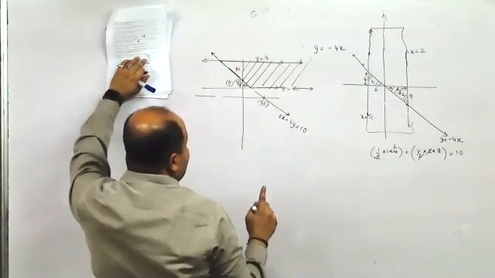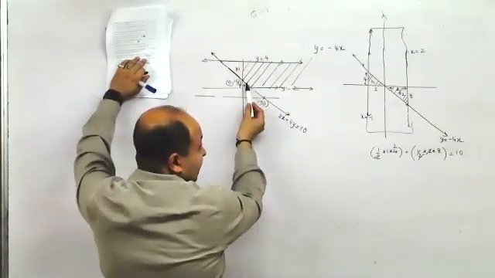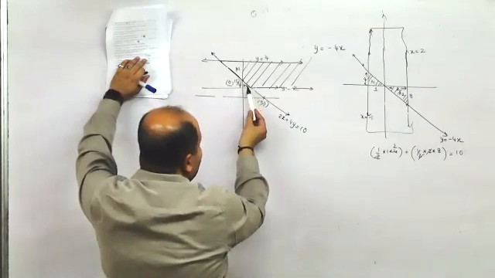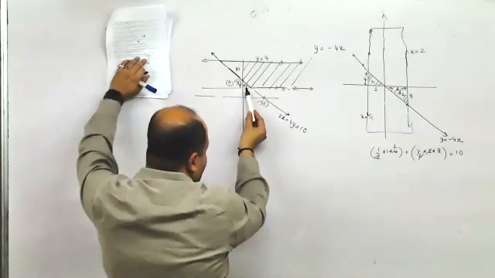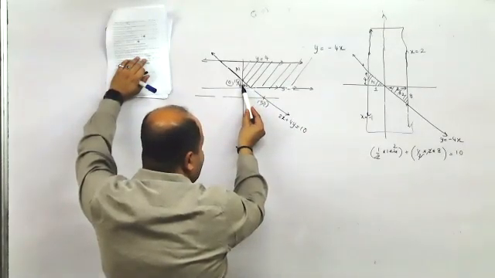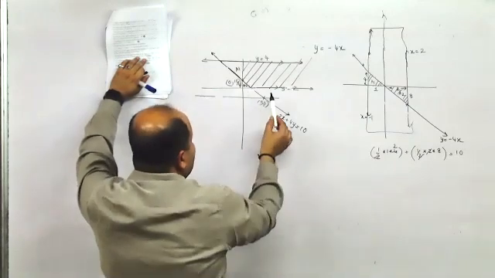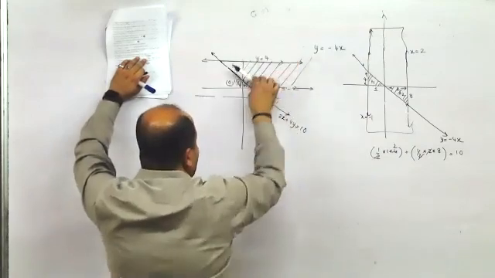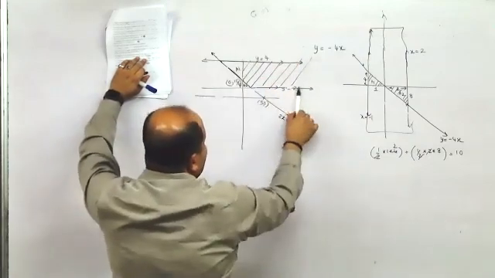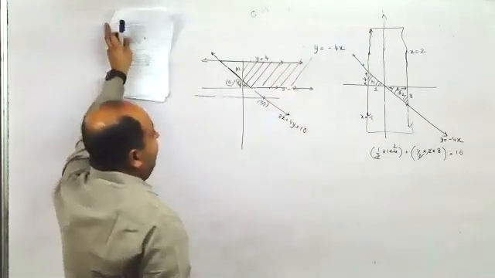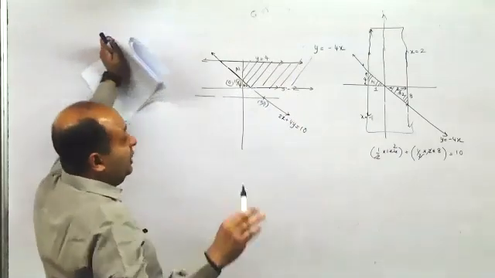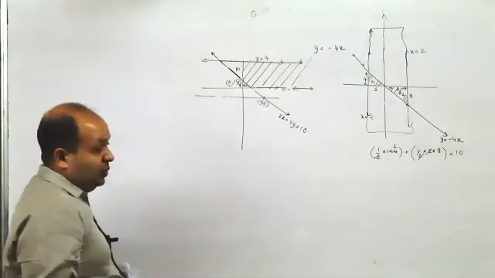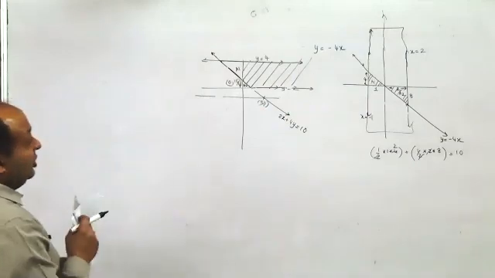But here it is not the area enclosed between the line y equal to 2, this line, and the y-axis. It is the area enclosed by the y-axis, this line, and this line. So that means this is the area that they are speaking about. So in that case, the question would have been wrong. Followed?